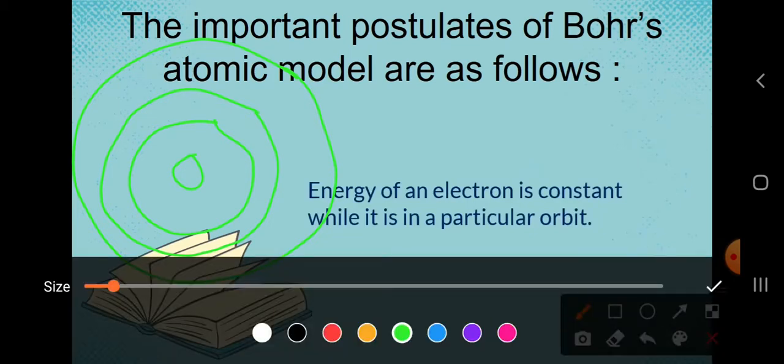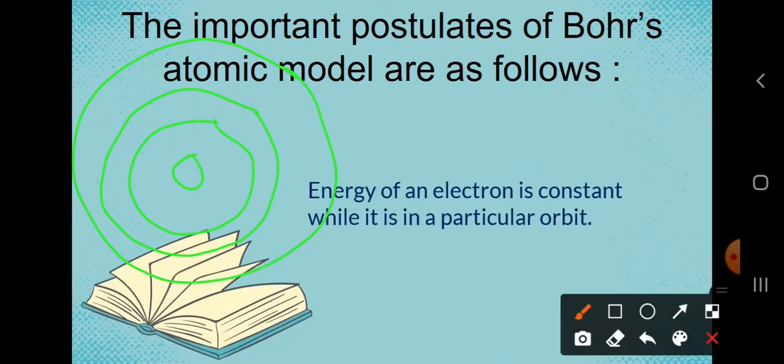Now for example, I'll show you all. If it is in this orbit, for example, the energy, I'm just giving an example, will be 10. Even if it is here, it will be 10. If it is here, it will be 10. Then if it goes to the second orbit, it will be, for example, 20. Here also 20. Here also 20. Meaning if it is in one orbit, it is going to have the same energy wherever it may be. But if it changes the orbit, the energy is going to change.